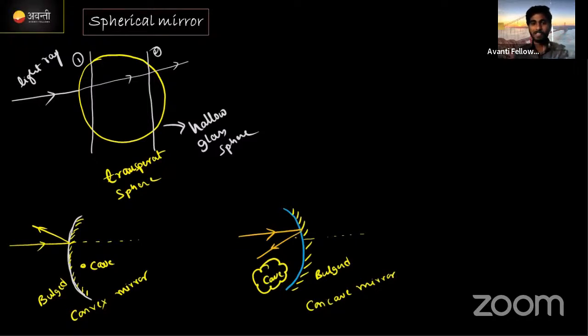Correct now? In a convex mirror, which portion gives the reflection? If anybody asks the question, you can directly say the bulged portion gives the reflection. Correct now? In a concave mirror, the cave portion gives the reflection. These are the basic ideas of the mirror. Clear? Hope it is clear.